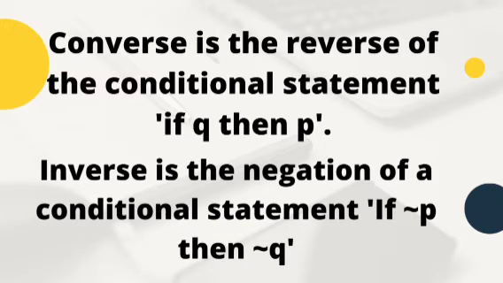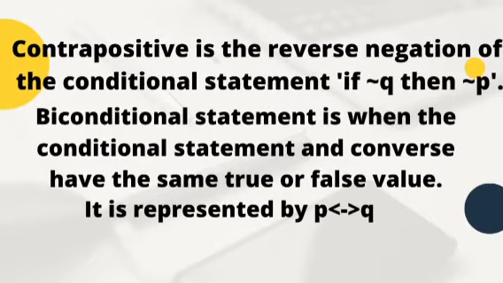Inverse is the negation of a conditional statement: if negation of P, then negation of Q. Contrapositive. Contrapositive is the reverse negation of the conditional statement: if negation of Q, then negation of P. Biconditional statement. Biconditional statement is when the conditional statement and converse have the same true or false value. It is represented by the symbol below.